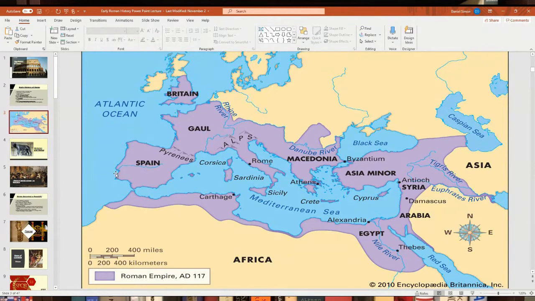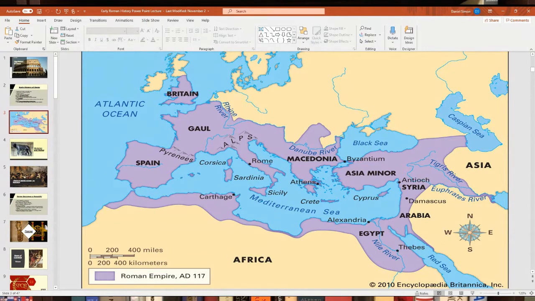If you go to the map here, you can see the widespread area of the Roman Empire. It's basically based around the Mediterranean Sea, which I'll get to later. It's almost like a Roman lake that they ruled around. Their western border was the Atlantic Ocean, and at one point their border went almost to the Persian Gulf and the Caspian Sea. So it was huge at one point.